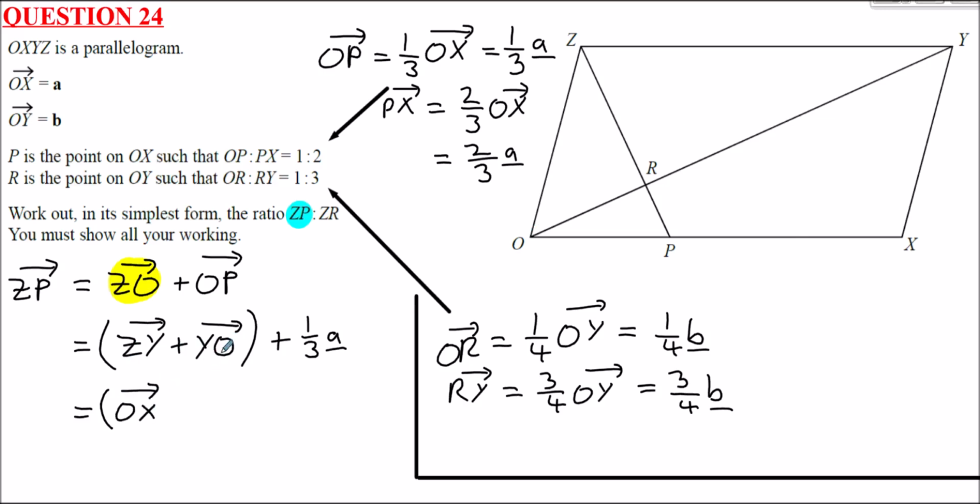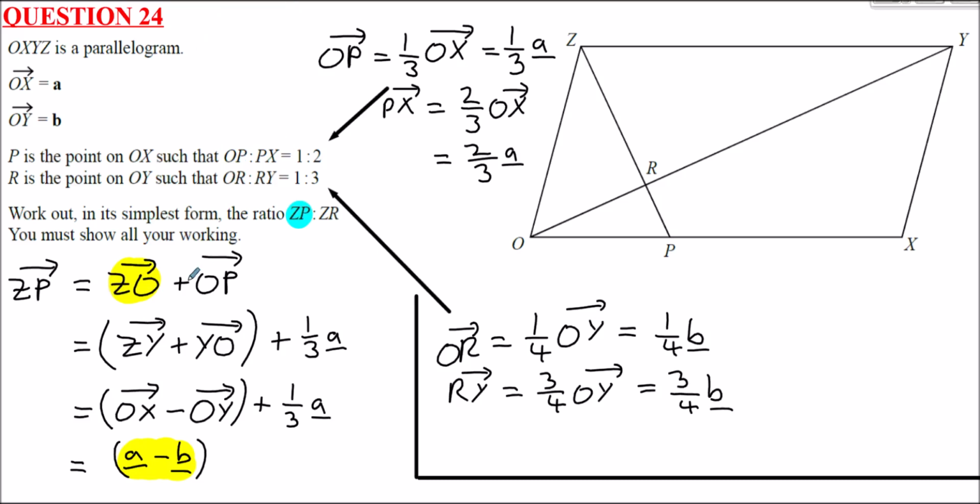And then YO is the opposite direction from OY. So YO is the same as minus OY. And again, plus 1/3 a. We can now substitute the actual vectors instead. So we know that O to X is a. We know that O to Y is b, so OX minus OY is a minus b. So therefore, we know that vector ZO can simplify to just a minus b.